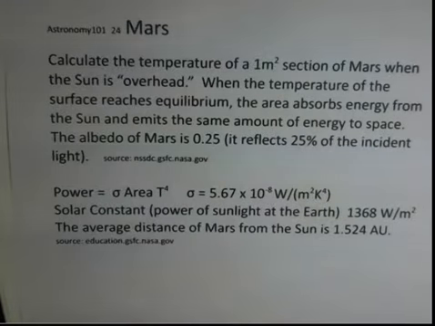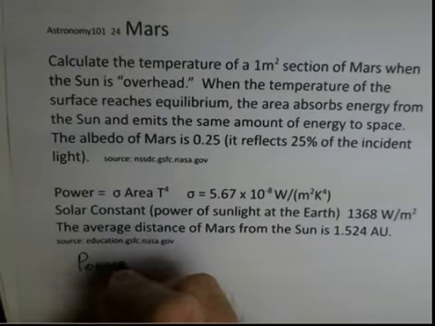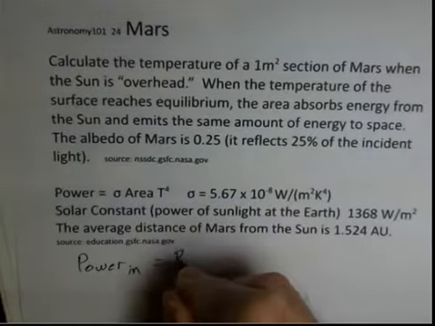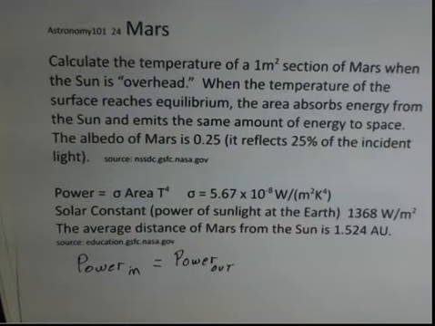In this video, we seek to estimate the temperature of a point on Mars, a 1 square meter area that has the sun directly overhead. We're going to estimate the equilibrium temperature. There's going to be power absorbed from sunlight, and we're going to assume the surface acts like a black body and radiates off power. And when the power being absorbed, I'll call it in, equals the power radiated, I'll call it out, then we'll have an equilibrium temperature set up.